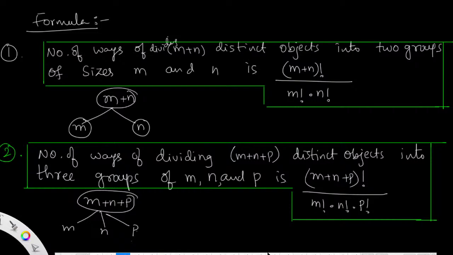Okay, same thing. Next concept. This is the formula for dividing into unequal groups. Now we are going to learn the values if the groups are of equal sizes.